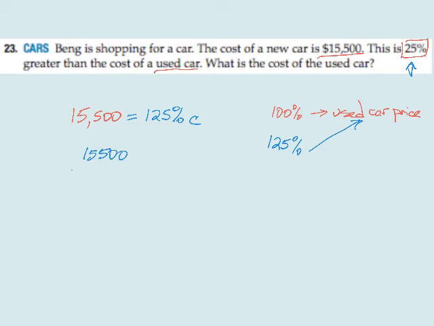So we'll say 15,500 equals 125%, I'm sorry, not 12.5, 125% over 100, always over 100 because it's a percent of the cost of the used car. If I cross multiply, 15,500 times 100, I'll add two more zeros, and if I divide that by 125, using a calculator, I get an answer of $12,400.